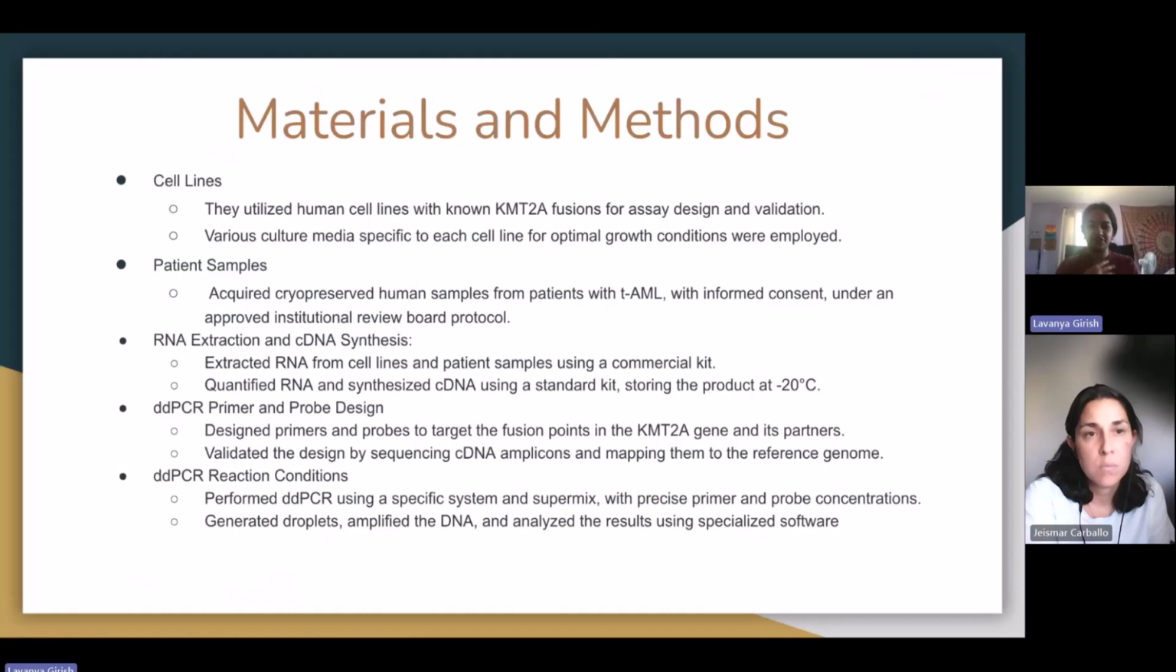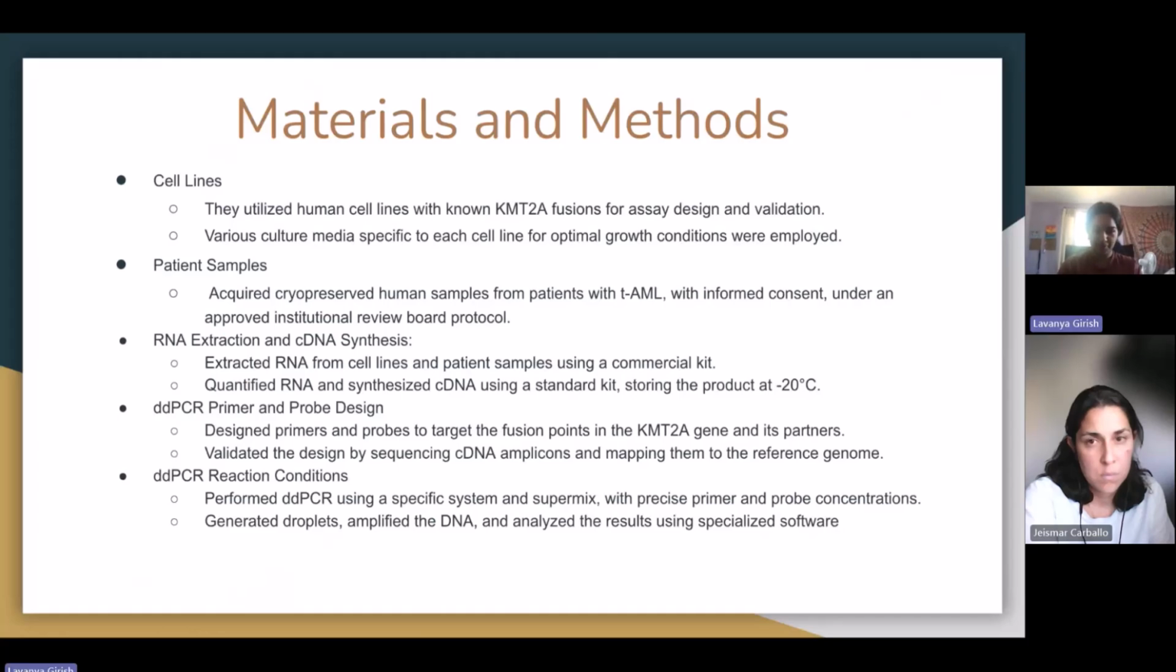So I'll quickly go through the materials and methods. For cell lines, they utilized human cells with known KMT2A fusions for assay design and validation. Various culture media specific to each cell line were employed for optimal growth. Patient samples were acquired from cryopreserved human samples with TAML, with informed consent under an approved institutional review board protocol. For RNA extraction and cDNA synthesis, they extracted RNA from cell lines and patient samples. They extracted it using a commercial kit, and they quantified RNA and synthesized cDNA using a standard kit as well.